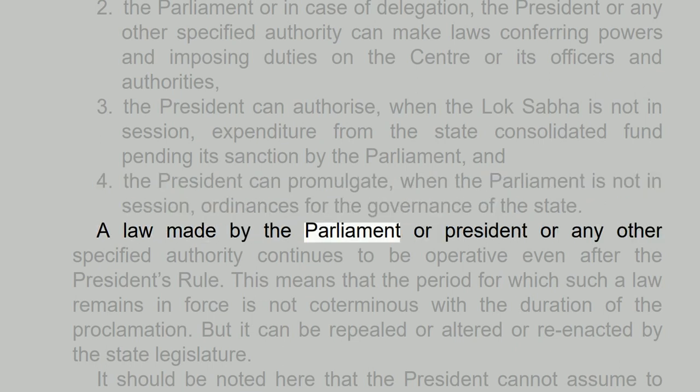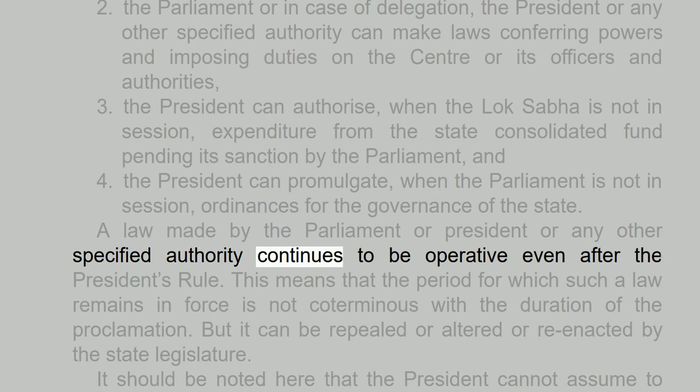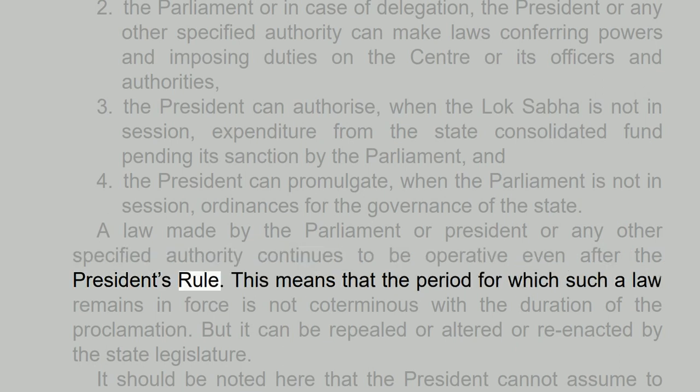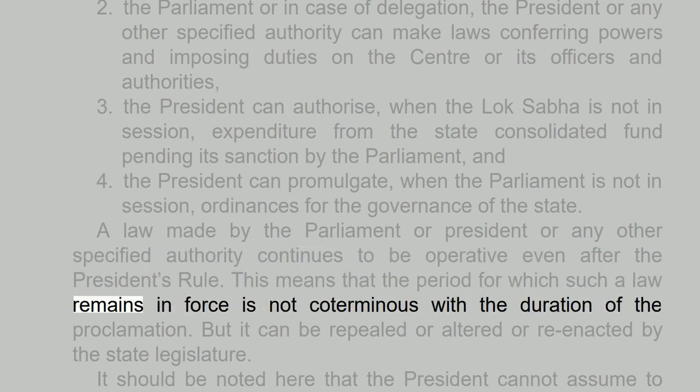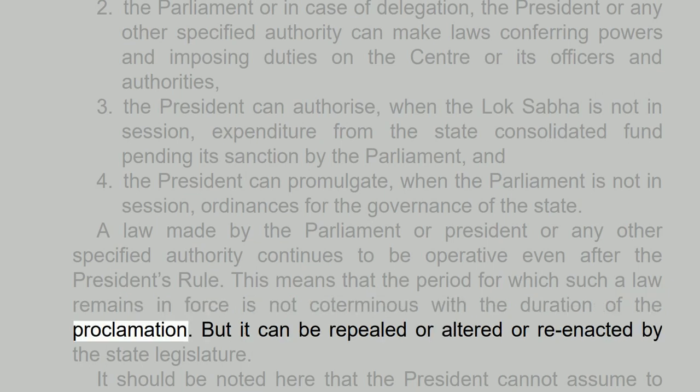A law made by the Parliament or President or any other specified authority continues to be operative even after the President's rule. This means that the period for which such a law remains in force is not coterminous with the duration of the proclamation, but it can be repealed or altered or reenacted by the state legislature.